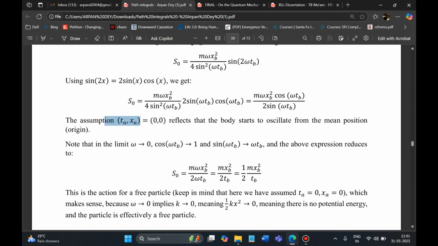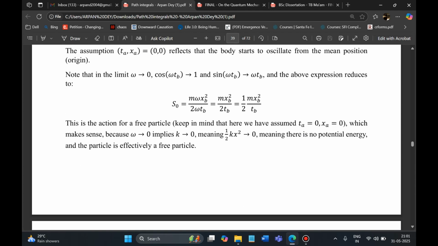And yeah, this is the assumption we made, that the initial point is the origin. This reflects that the body starts to oscillate from the mean position at the origin. I mean, we can define the origin anywhere, right? That's in our hands. We have a freedom of choice there.